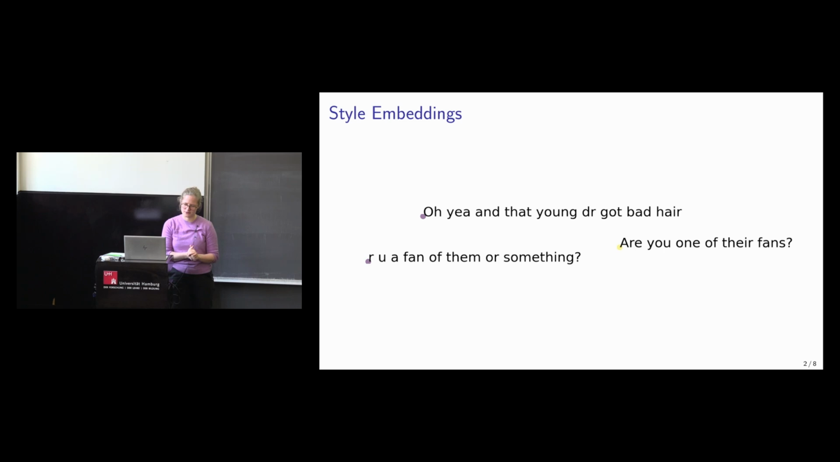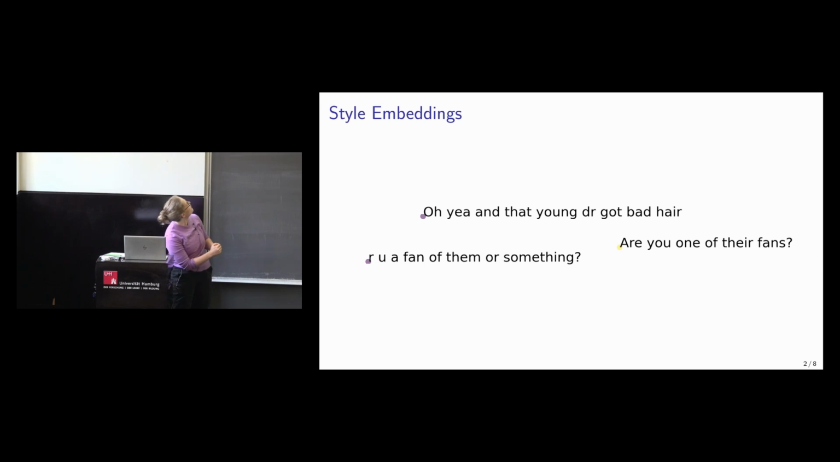So again, remember we are talking about vectors. So you might have a sentence like, oh yeah, and that young doctor got bad hair, and are you one of their fans, or are you a fan of them or something? And you might have an intuition of, right, well, you know that the lower two sentences are about the same thing, right? They could be paraphrases of each other. So why are they so far apart here, right? We talked about representing words, representing sentences, talking about meaning. But now I want to talk about style, not meaning. I chose an example where this is different.